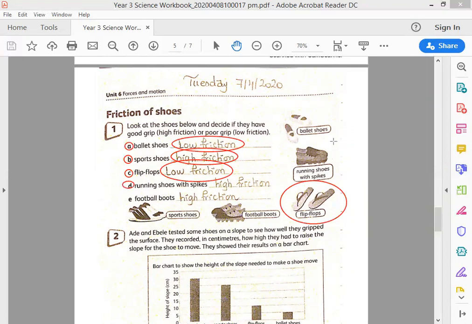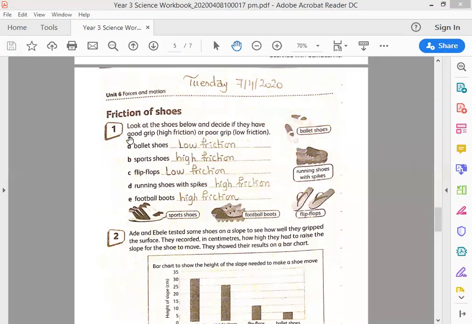What do you think about running shoes with spikes? Did you know the base of the shoes has spikes, same as football shoes? They have rough soles, so they can grip the player to the ground and can't slip easily. So the running shoes with the spikes and the football boots must have high friction to avoid slipping down or the floor being slippery for the player.